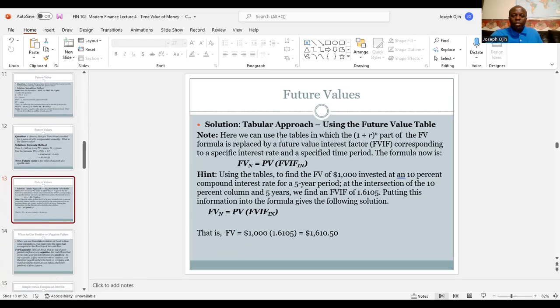So under this method, we use the tables in which this part of the formula, 1 plus r to the power n, will be replaced by FVIF. FVIF means interest factor. It's called the future value interest factor. So we use the future value interest factor that corresponds to 5 years and 10% to replace the whole of this. Then we multiply it with the amount given, and that will give us the answer.